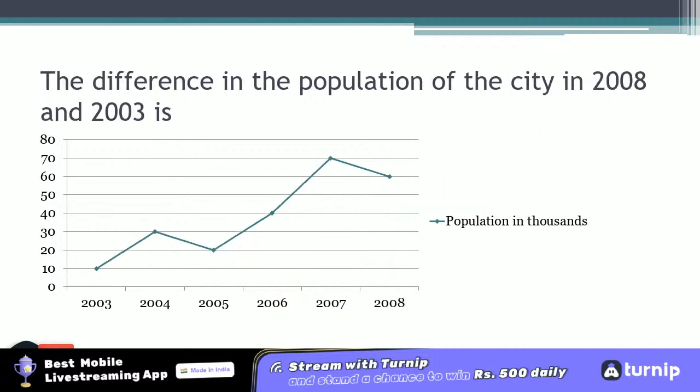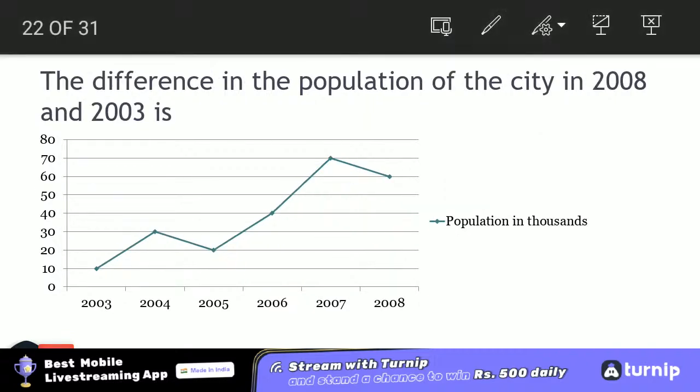The very first question is the difference in the population of the city in 2008 and 2003. So you need to calculate, observe the graph and think what is the population. It is in thousands as it is already mentioned towards the end of the graph that the population is in thousands. So since it is in thousands, calculate and let me know.